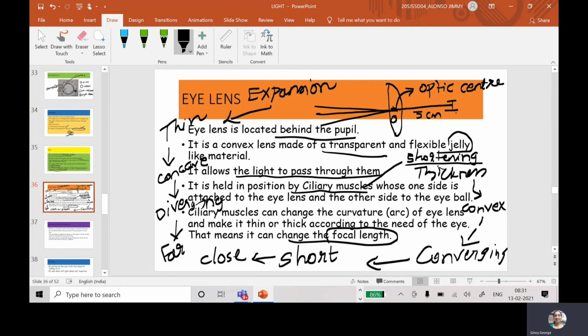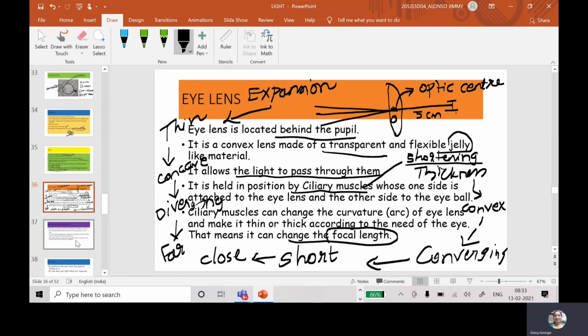So the ciliary muscles make the expansion, giving thinness to the lens and acting like a concave lens. Actually, it is a convex lens. Only if you want to see an object which is very far, only at that time it acts like a concave lens and gives the diverging action. The object is kept very far, and the objects which are very far you are able to see. So now we have seen the function of the eye lens and ciliary muscles.